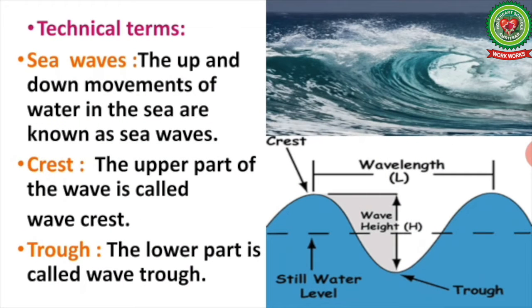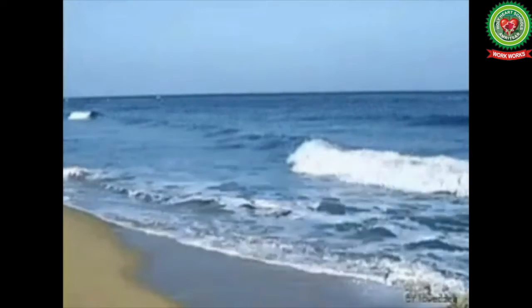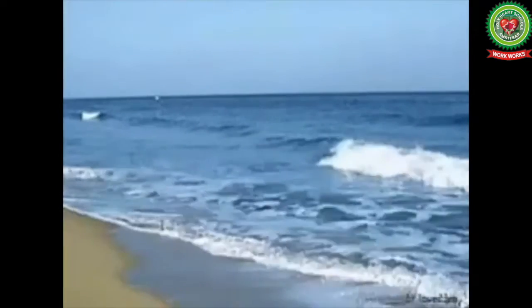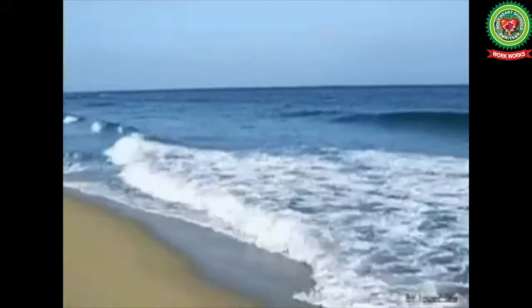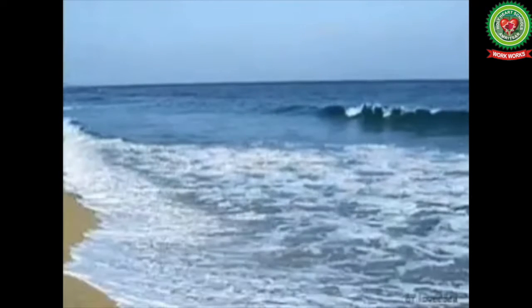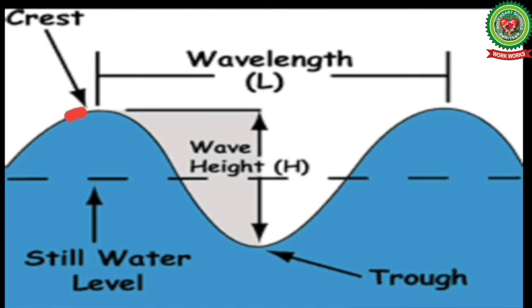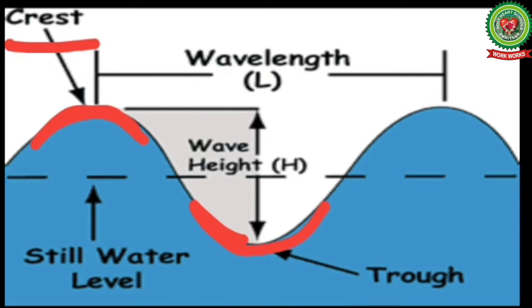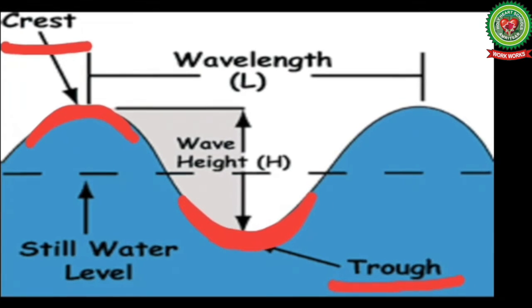Let us first go through the technical terms that are coming in today's class. The first term is sea waves. The up and down movements of water in the sea are known as sea waves. Crest, the upper part of the wave, is called crest. Trough, the lower part of the wave, is called trough.